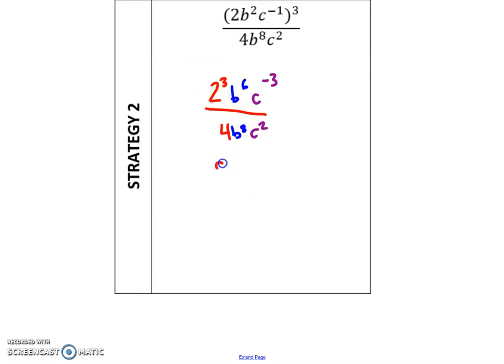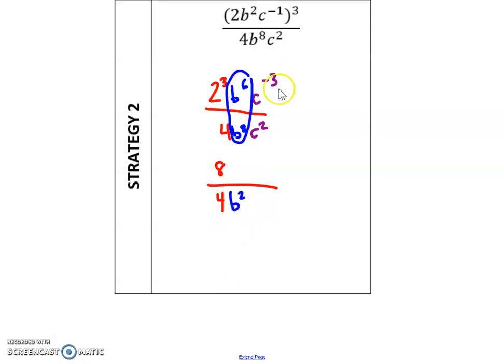Okay, so constants first. 2 cubed was 8 over 4. All right, I can look at my b's. Where do I have the higher exponent? I have 8 in the denominator, so b is going to end up in the denominator. How many more? There's 2 more, so that would leave me with 2. All the other ones would reduce to 1, right?